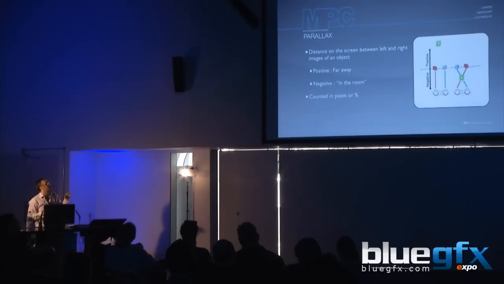In general, we count that in pixels. In the film industry, everything is digital. For us, it's pixels. But you also hear it sometimes as a percentage of the full width, because it also depends on how big you're projecting. On TV, for example, Sky TV, they reference their positive and negative parallax in percent rather than in pixels.